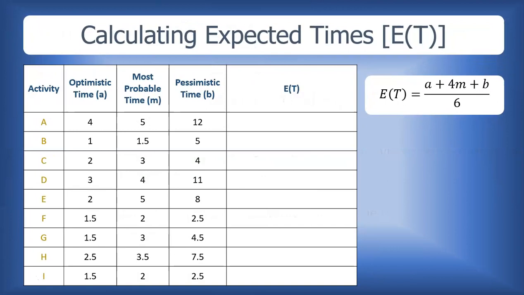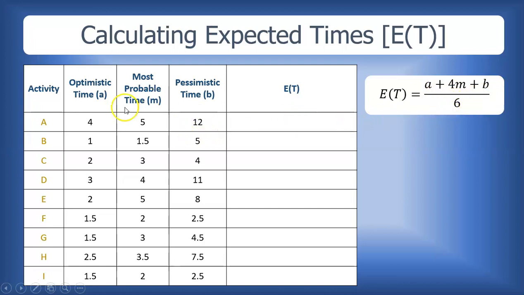So, on to our formula. Our expected time is calculated as follows: A, the optimistic time, plus 4 multiplied by M, the most probable time, plus B, the pessimistic time, all divided by 6.